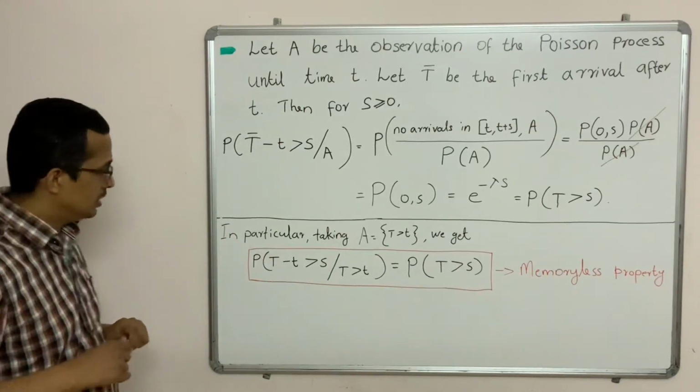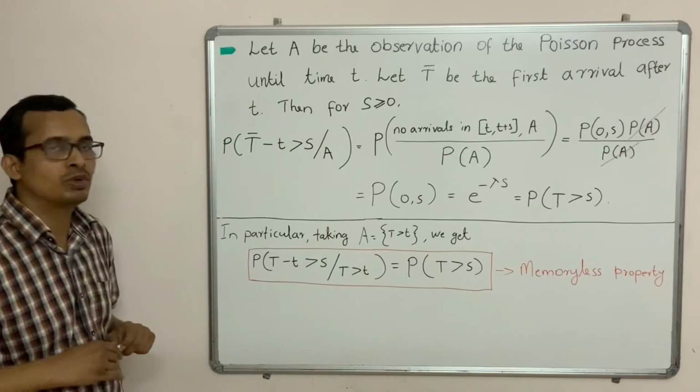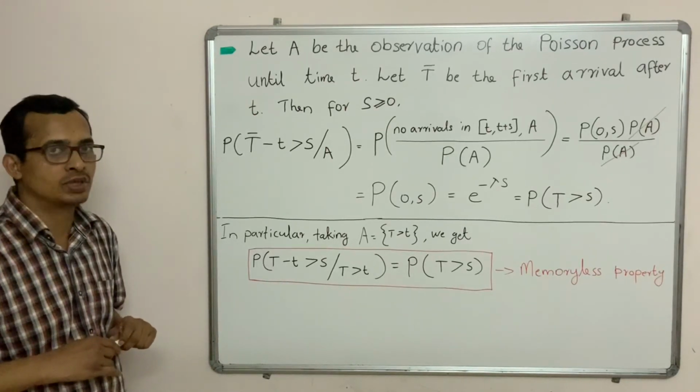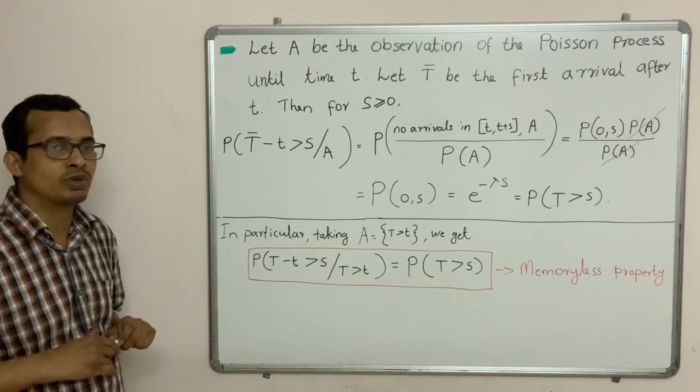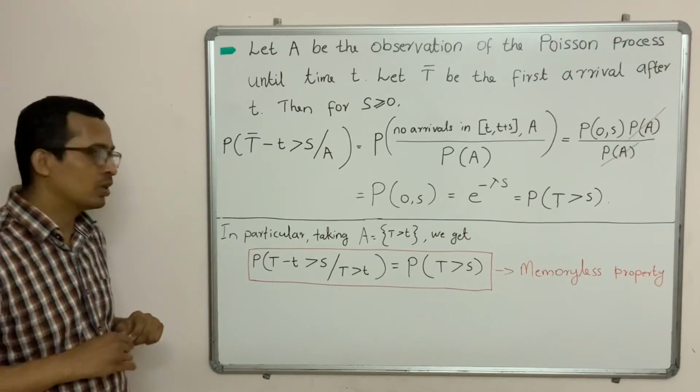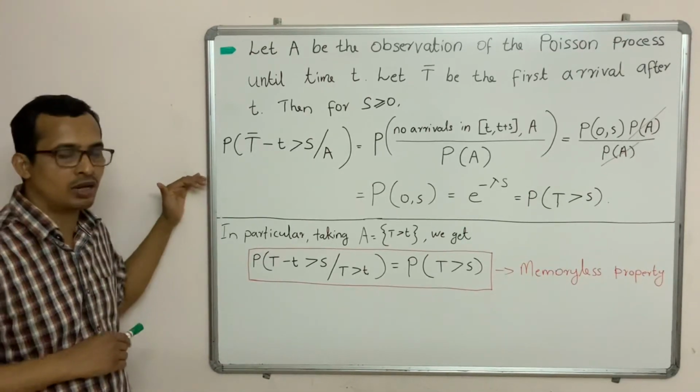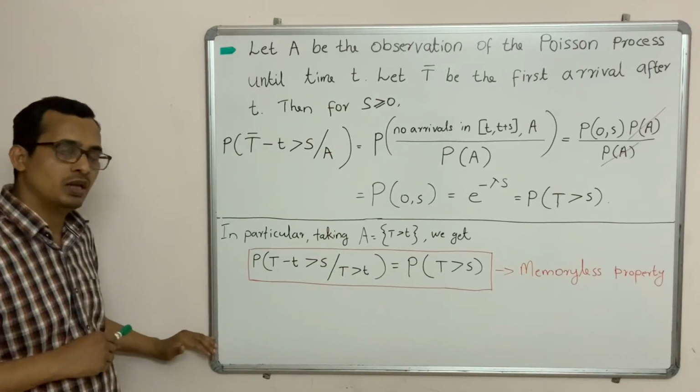This is similar to the memoryless property of the Bernoulli process. There we had a memoryless property for the associated geometric random variable. Here it is the exponential random variable.